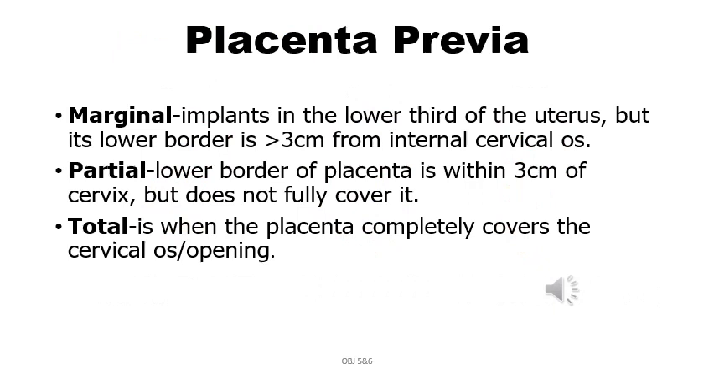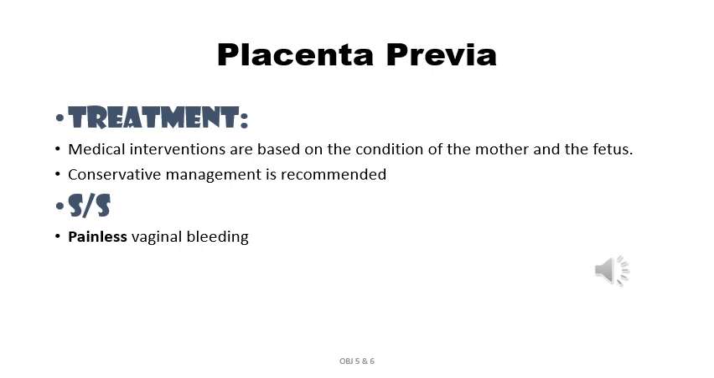So placenta previa, the marginal, is where it implants in the lower third of the uterus, but its lower border is greater than 3 centimeters from the internal part of the cervical os. The partial placenta previa, the lower border of the placenta is within 3 centimeters of the cervix but does not fully cover it, and a total is when the placenta completely covers the cervical os or opening. Treatment of placenta previa, medical interventions are based on the condition of the mother and the fetus. Conservative management is recommended. Signs and symptoms of a placenta previa, of course, is the painless vaginal bleeding.